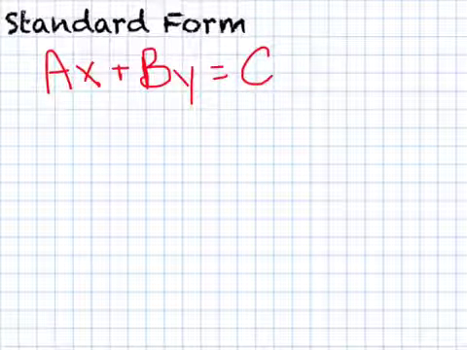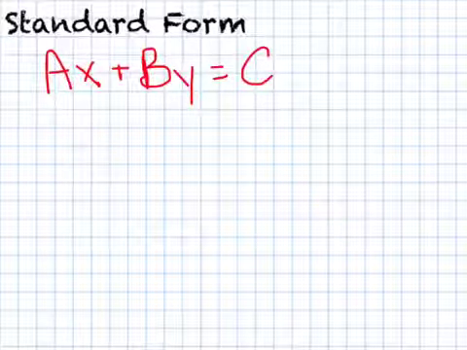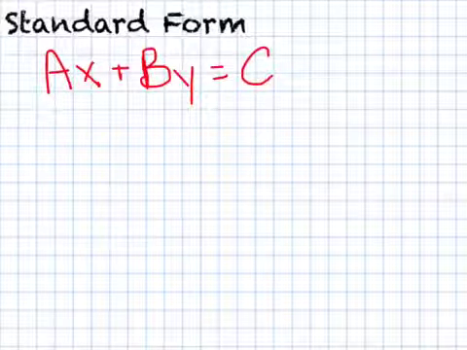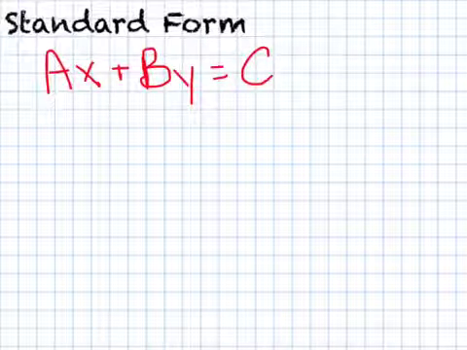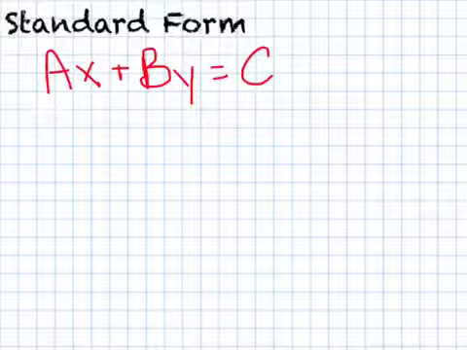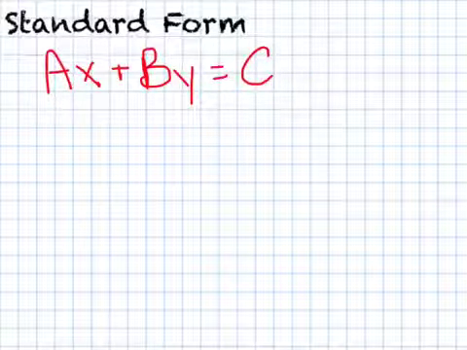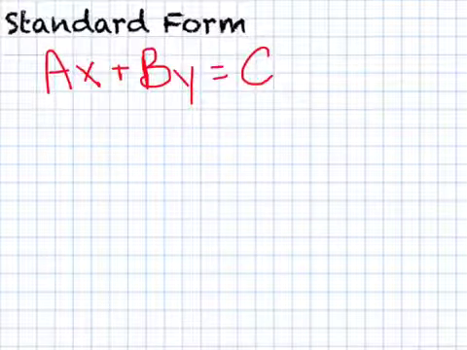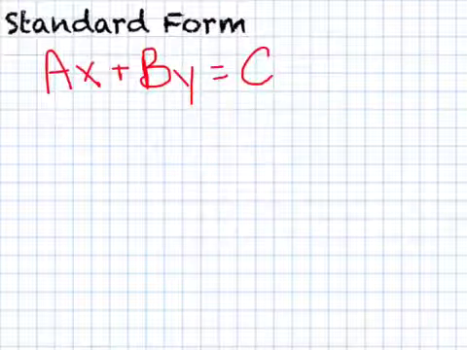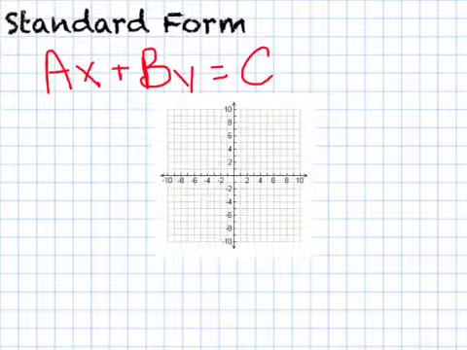Now, I know, again, why do we have to learn more and more equations? Each one is useful for something. Slope-intercept form is useful when you have a slope and an intercept. Point-slope form is useful when you have a point and a slope. Standard form is also useful, but we use it when we are trying to find intercepts. Now, remember, an intercept is where the graph crosses the axis.